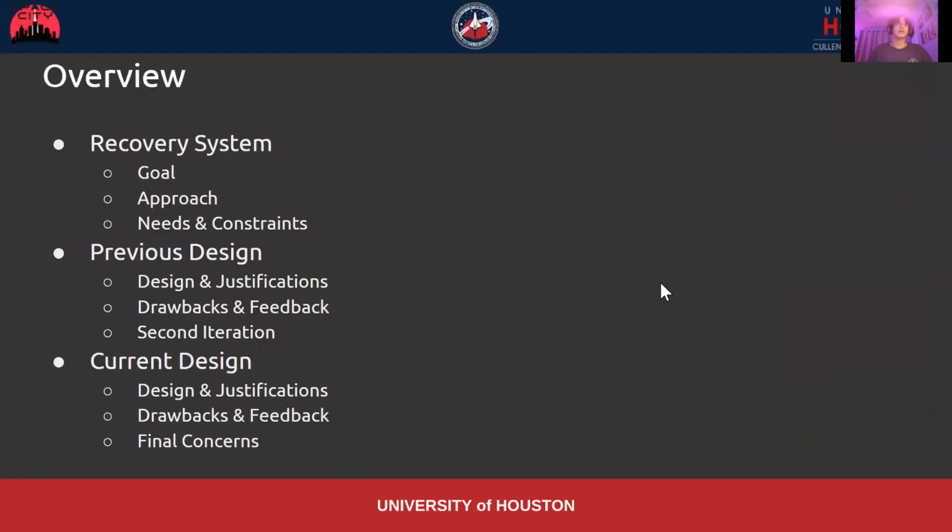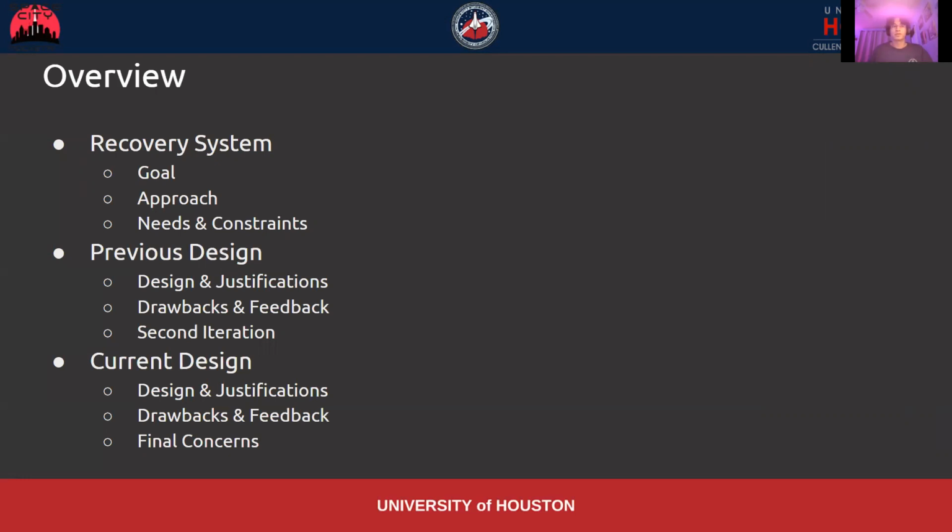So let me go to the next slide. A quick overview of the presentation is just going over the recovery system, what that is, and our approach, and then going over the needs and constraints. Then we're going to go over the previous design, what it was, the drawbacks and the feedback we got from it, then the changes we made, and then that's going to take us into the last part, which is going to be over our current design, and then we're going to explain it, and I'm going to take a close look at all of the parts and the components we're using.